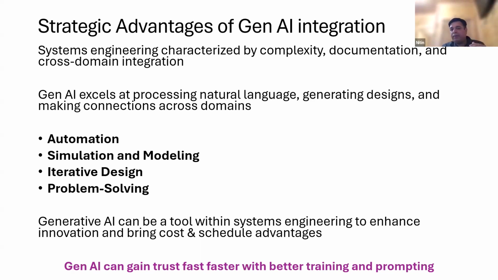So the more effective your prompting is, the more effective results you're going to get. And as a result of it, you're going to build more trust with the Gen AI systems. You will start to feel more comfortable that it is trying to understand your conversation and giving you meaningful results.